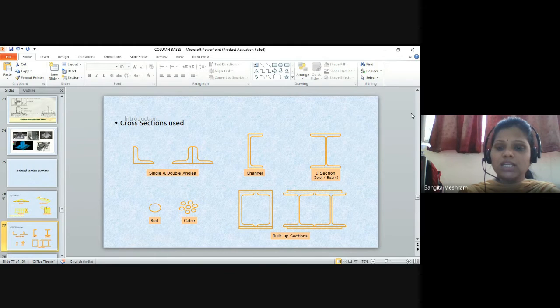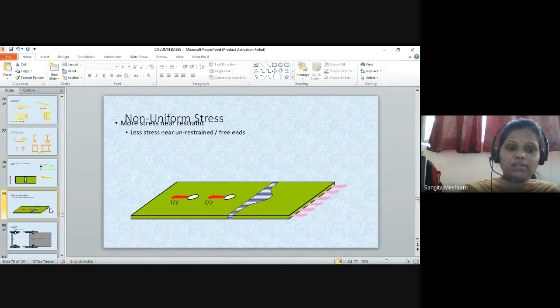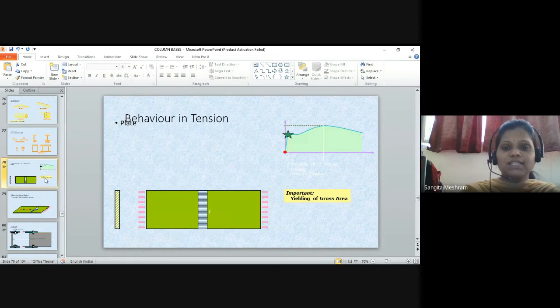Two members are connected and there is one plate at the top and bottom of that member. So it is combined together to form a built-up section. This built-up section can be used in case of tension members also. Then if we consider the behavior of plate in case of tension members, this is related with the yielding of cross section. So the gross section area of the plate will have the yielding process, and that is related with the yielding of gross section. Basically in case of tension member, according to failure we have to design the tension member.